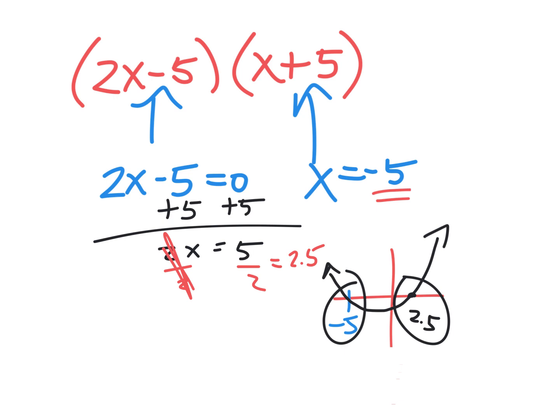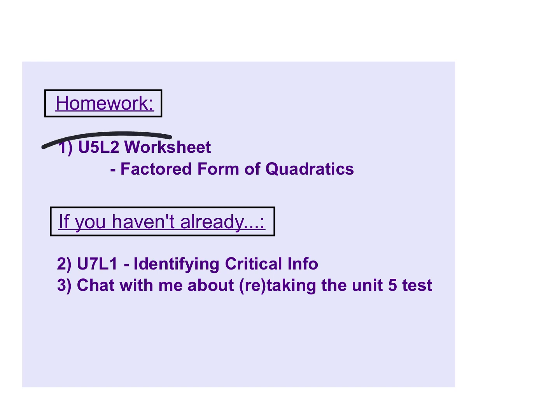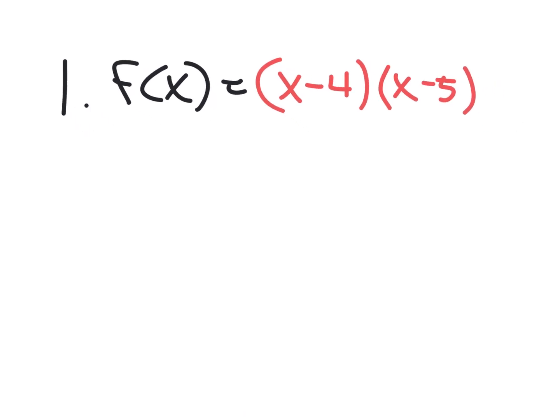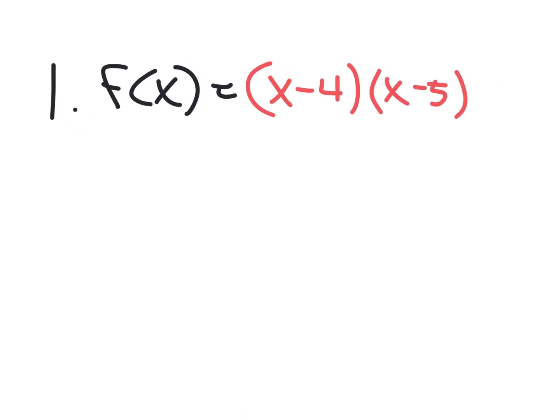All right, now let's actually get to the homework. So would you please open the worksheet that I assigned for today, U6L2 worksheet. Find the worksheet. And Grace, can you read me number 1, please? F of x is x minus 4 in parentheses, and then x minus 5 in parentheses. Is that already in factored form? Yep, that's factored form. It's been factored.